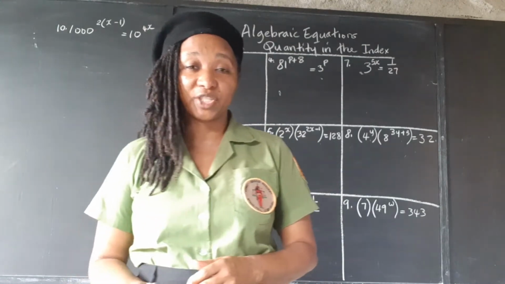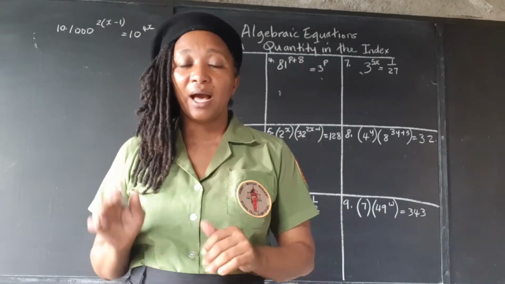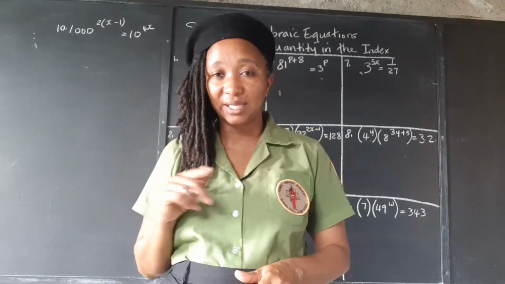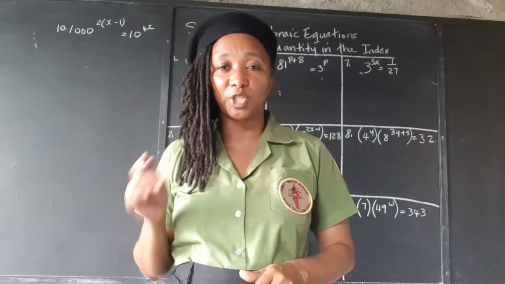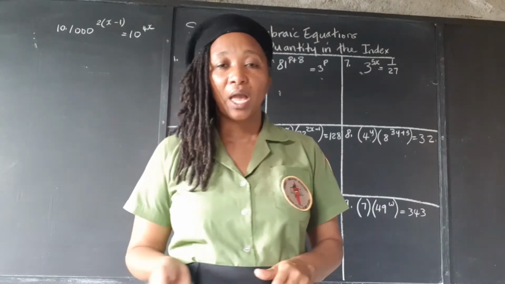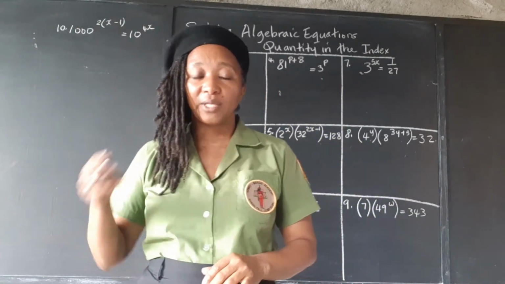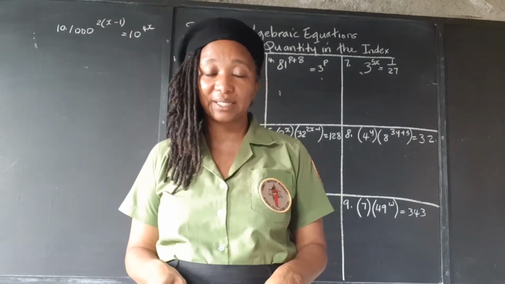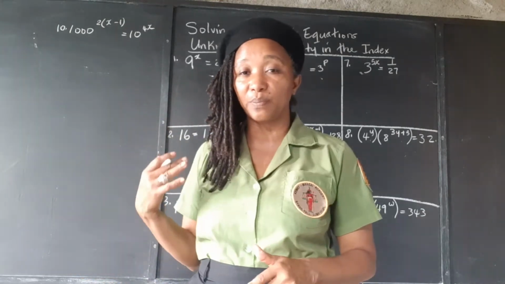these equations. Remember, if we're multiplying and the bases are the same, we add the powers, we add the indices. If we're dividing and the bases are the same, we subtract the indices. And remember, any number to a negative power is 1 over that number. Bear those in mind, and the other laws of indices might come to bear as well.